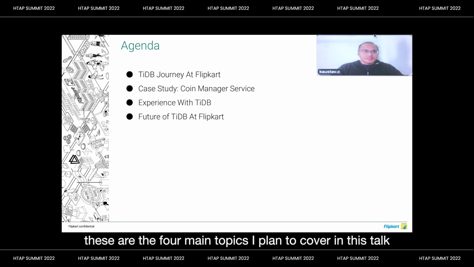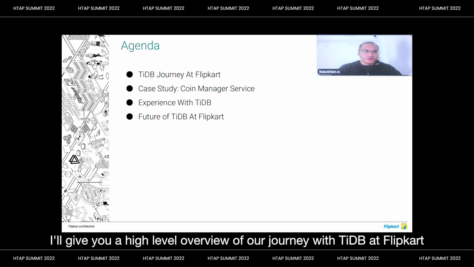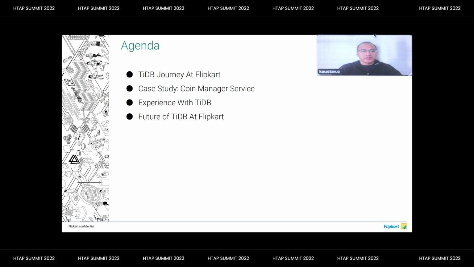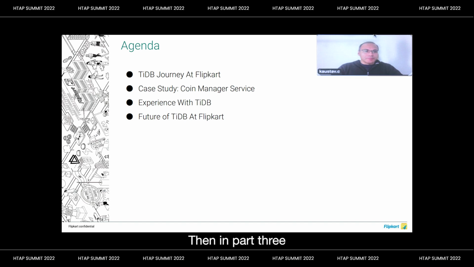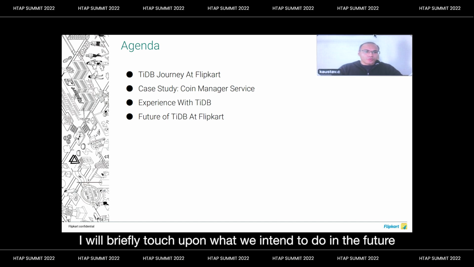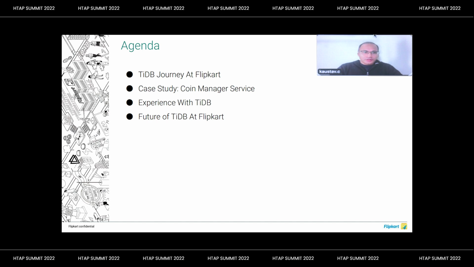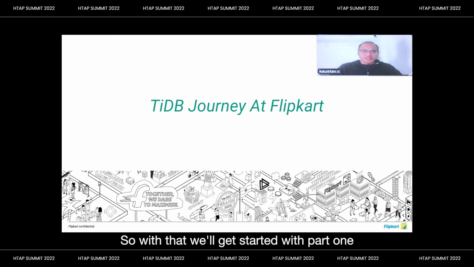Now, these are the four main topics I plan to cover in this talk. In the first part, I'll give you a high-level overview of our journey with TiDB at Flipkart. I'll talk about what motivated us to look at TiDB, how we got started, and where we are today. Now, having looked at that, in part two, we will look at a specific service where we applied TiDB to get a little more details. Then in part three, I will summarize our overall experience having used TiDB. And in part four, I will briefly touch upon what we intend to do in the future. So with that, we'll get started with part one.